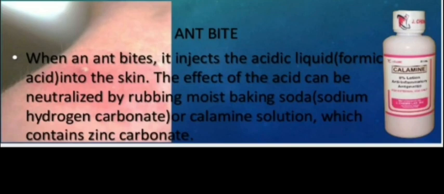The second one, ant bite. It may be an ant bite or a bee's bite. In their sting, they have an acid called formic acid. So by their bite, you will find a corrosive and burning effect. At that time, what are you going to do? You are going to rub it with moist baking soda, that is sodium hydrogen carbonate, or calamine solution. The calamine solution has zinc carbonate. Or you can rub it with soap also, which contains sodium hydroxide. So totally you are going to apply a base which gives you relief from the burning sensation.